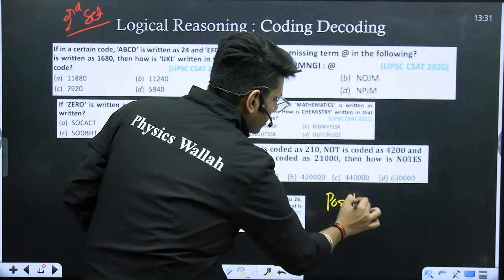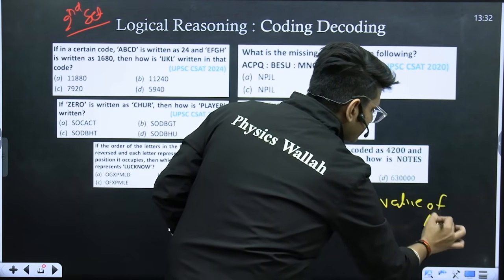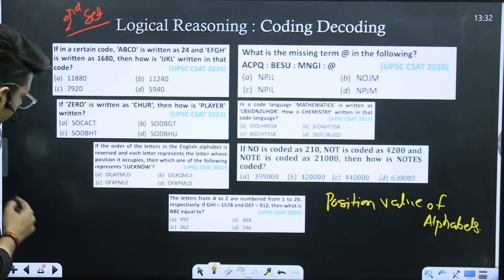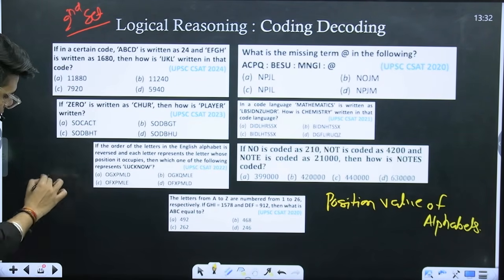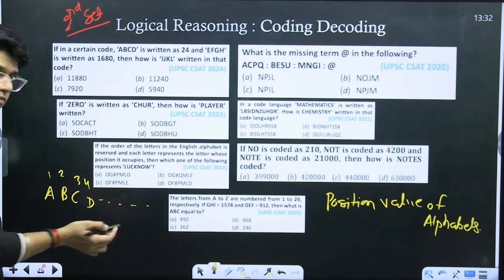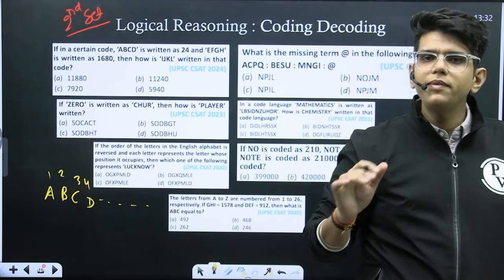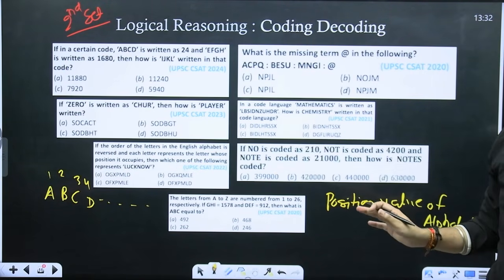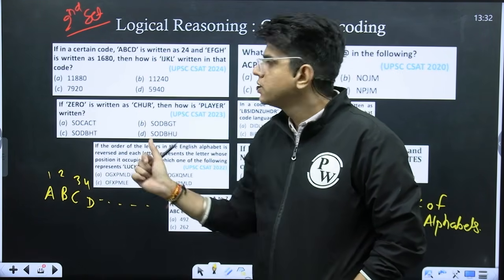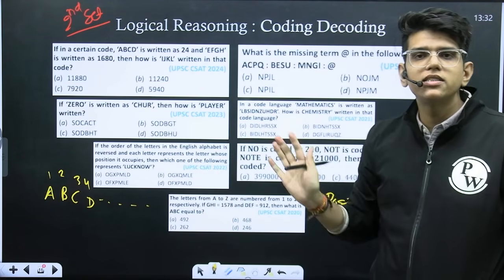All these questions are related to the positional value of alphabets, one single logic. So when you go forward, A is coded as 1, B is 2, C is 3, D is 4 and so on. And now if you know the positional value of all the alphabets, you will be able to solve all these questions, because next year you can change ABCD to something else. You can change EFGH to something else, but the logic to solve these questions remains the same.